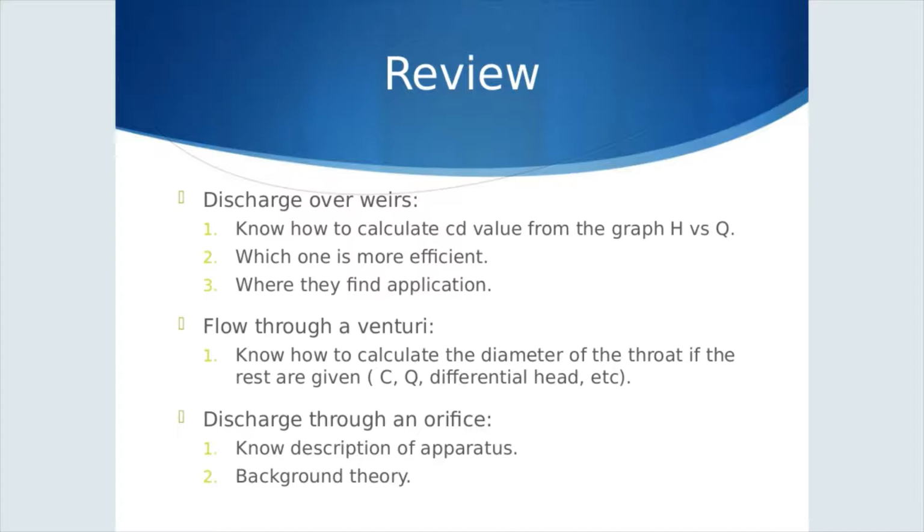For the flow through a Venturi lab, you have to know how to calculate the diameter of the throat if the rest are given. For example, you have the C coefficient, you have a flow rate, you have the differential head, etc., and you will be able to calculate the diameter of the throat if everything else is given. Or if I give you the diameter of the throat and I ask you to calculate C or Q, you will be able to do it. For that there is the C coefficient big equation in that lab report, and you have to be careful also about the units for those big equations.